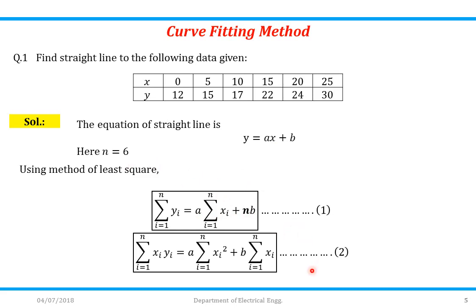For getting the second equation, multiply this equation by x. If we have two equations, then only we can calculate values for the two unknowns, that is a and b. So the second equation becomes, multiplying this by x: summation xi yi equal to a summation xi square plus b summation xi.